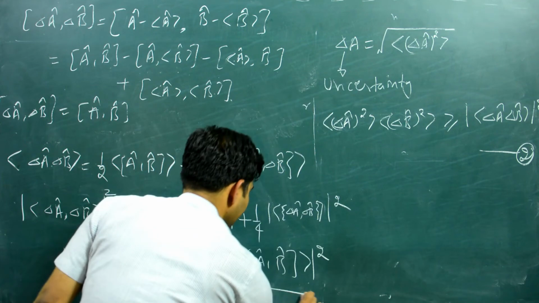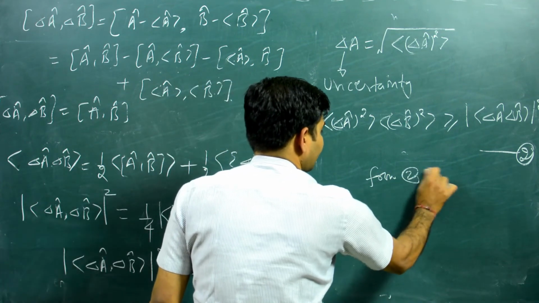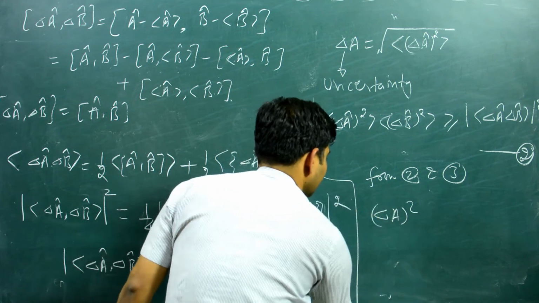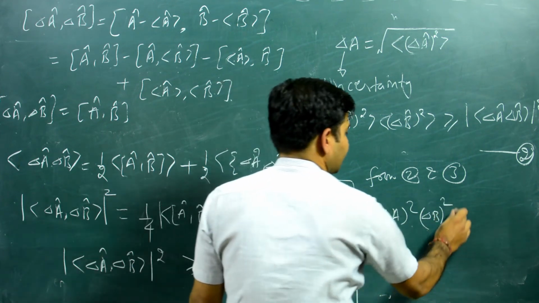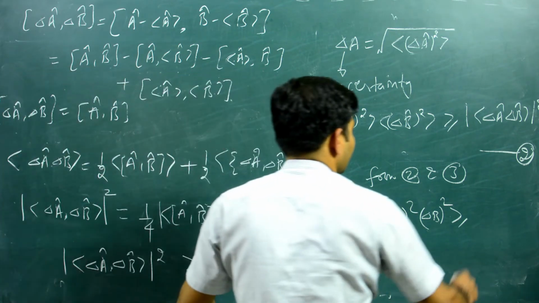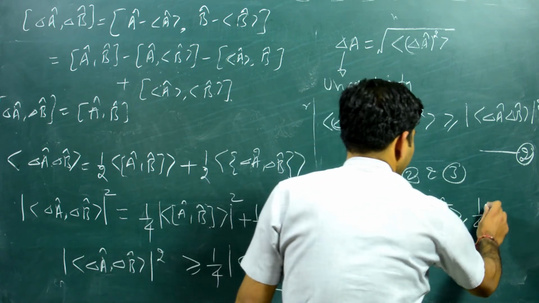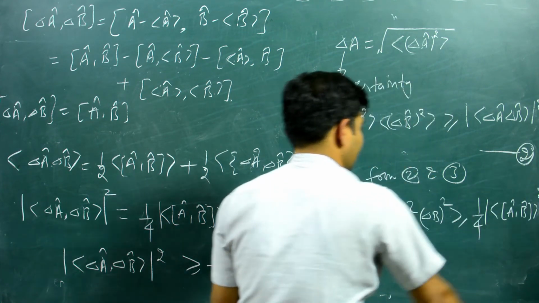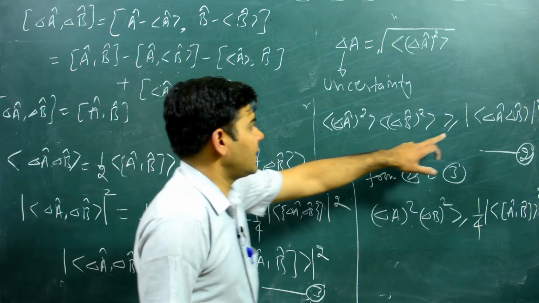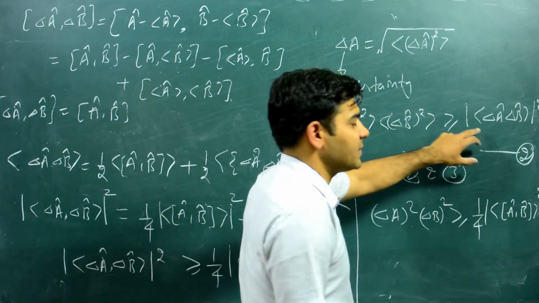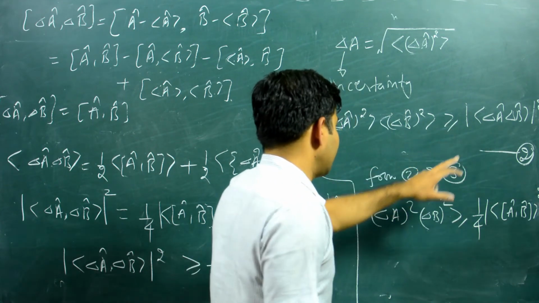So from 2, and let me give you the number 3, so from 2 and 3, we can conclude that the uncertainty in A squared times the uncertainty in B squared is greater than or equal to 1/4 the modulus squared of the expectation value of the commutator of A hat, B hat. What we have done here is that the right hand side is always greater than or equal to this number. If I put the lowest number on the right hand side, this side will always be greater than or equal to this number.